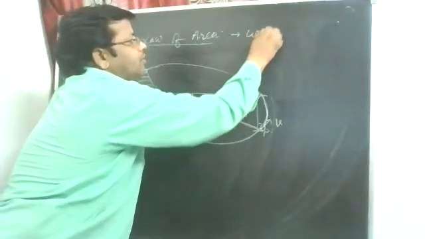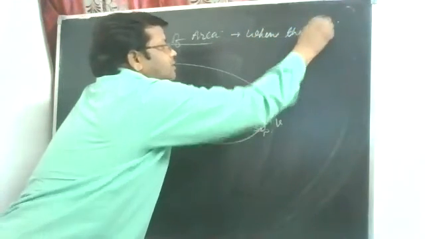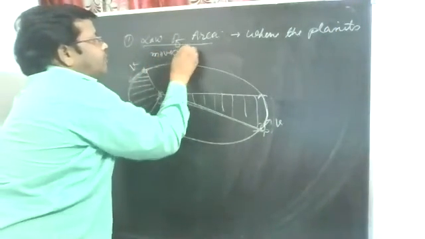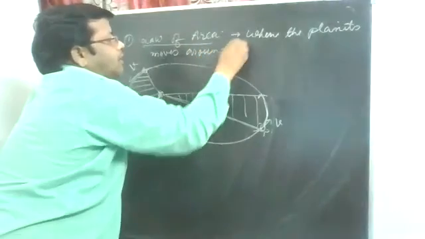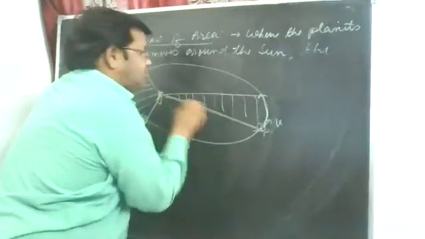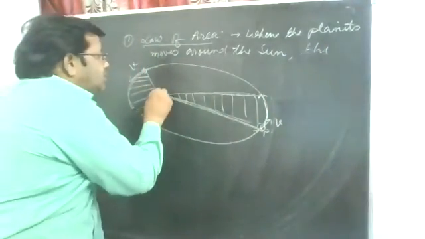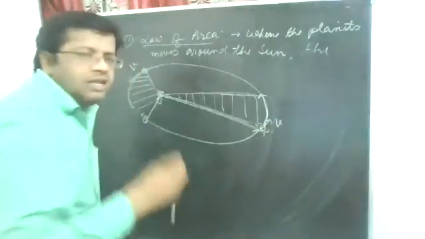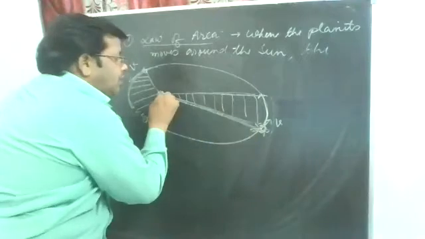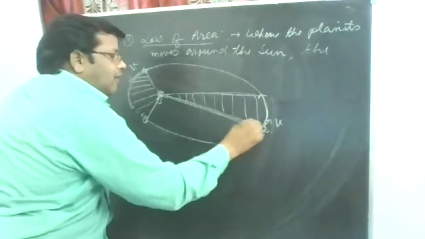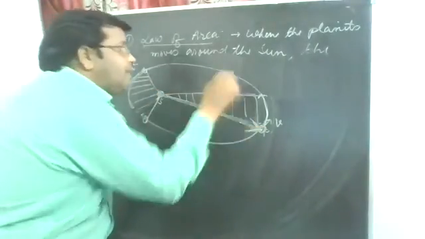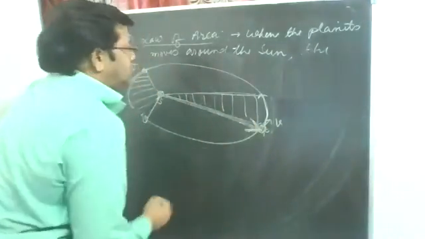When the planets move around the sun, the radial vector, this vector is called the radial vector. What is the radial vector? The vector means a straight line which represents the position. Here, the position vector of the planet with respect to the sun is represented by a straight line having an arrow. Arrow means it is a vector quantity having definite direction, and the magnitude is the distance between the sun and the planet. This is the radial vector.